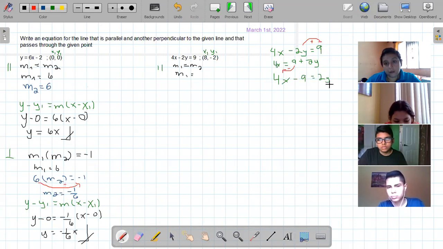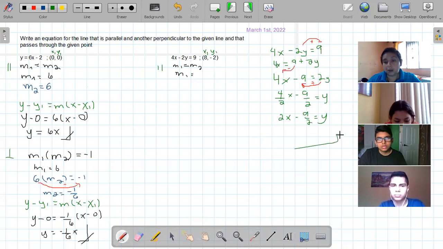I need to leave the variable y alone. So the 2 passes to the other side, dividing every single term. Okay, so I have 4 divided by 2, x minus 9 divided by 2 is equal to y. 4 divided by 2, 2x minus 9/2, and that is equal to y. Now this is the slope-intercept form because I got the y completely alone in one side.